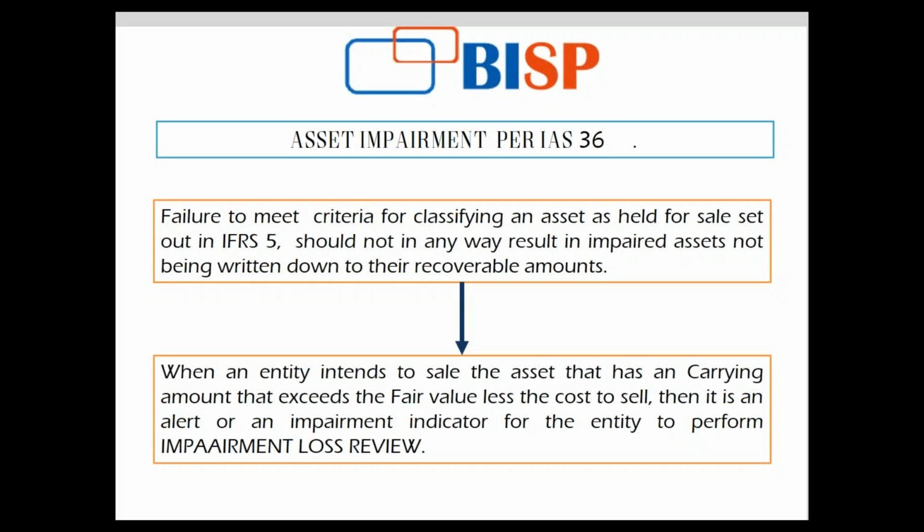So in case any of my assets fail to fulfill the criteria of IFRS 5, but I'm intending to sell it anyway, let's perform the impairment loss review so that on the date when it is classified as held for sale, I will not have to provide for any impairment losses. I will not have to record it on that date. I can have a carrying amount that is either equal to or less than my fair value less cost to sell. So no provision has to be made on the date of my classification.